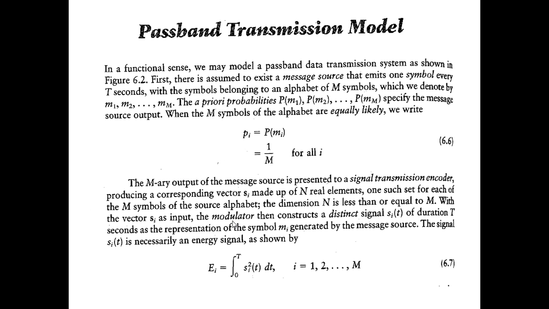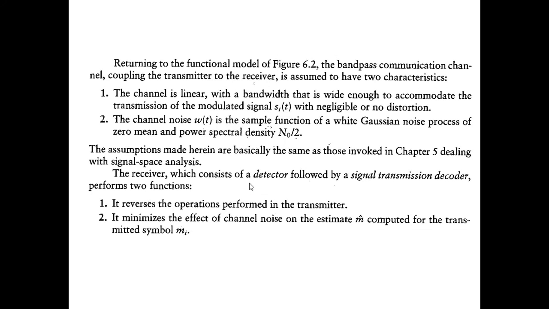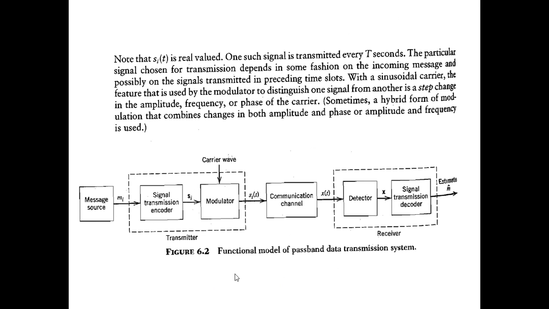With the vector si as input, the modulator then constructs a distinct signal si(t) corresponding to the mi signal, modulated so that the carrier wave is changed according to this input signal. We know that the signal si(t) is a real-valued energy signal. One such signal is transmitted every Ts seconds.